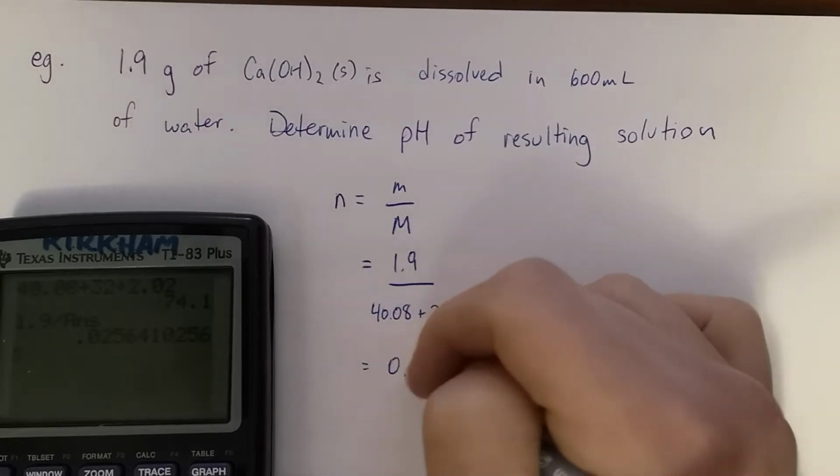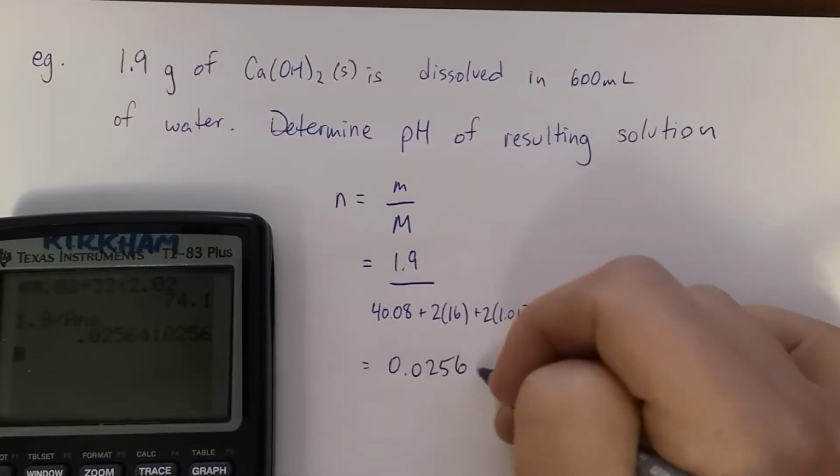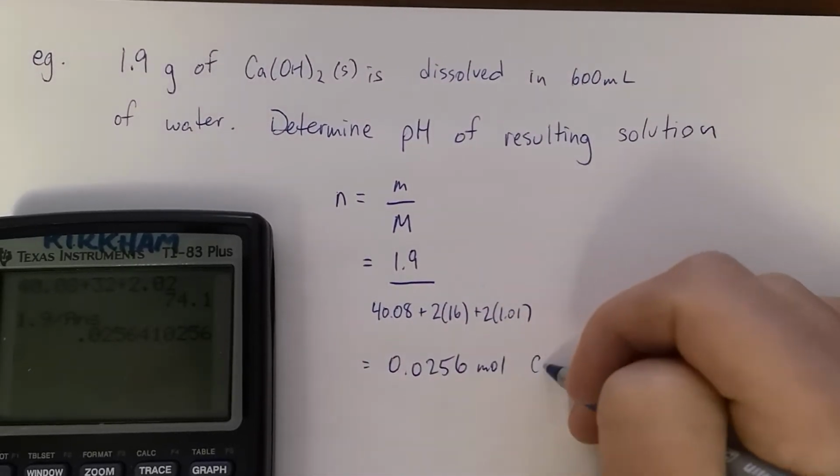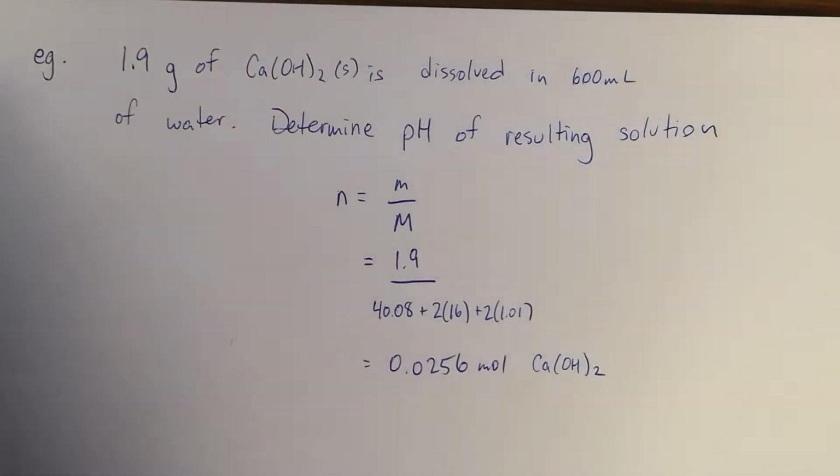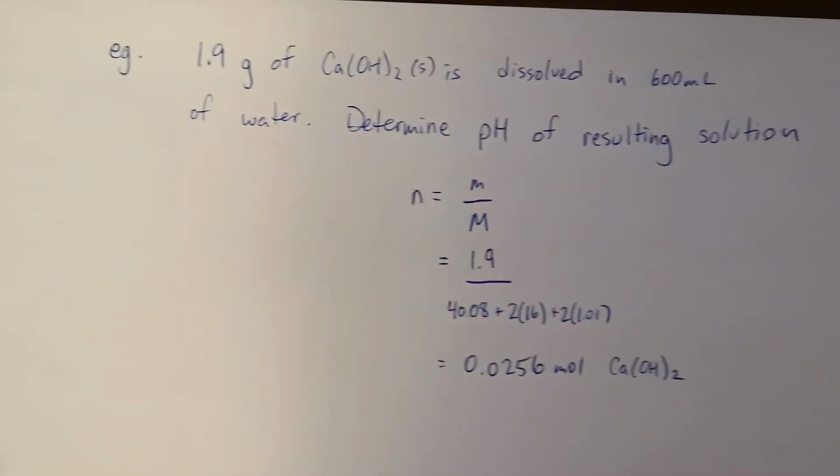Okay, so I get 0.0256 moles, and that's of calcium hydroxide. Okay, now there's something else we've got to worry about. I'm going to worry about it right now.